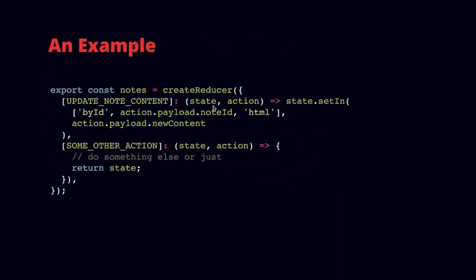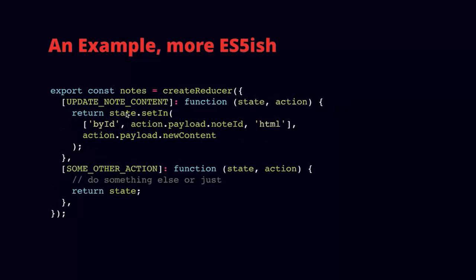This is from a simple application that manages nodes. And what we'll see here is that we call a function called createReducer, and what this function takes is an object that maps different action types to different reducer functions. Now this code is maybe a little bit difficult to understand if you're not familiar with ES6, so let me quickly show you the ES5-ish version of it. In this case, we'll say the update node content maps to a function that takes a state and an action and returns the result of this call to state.setIn.